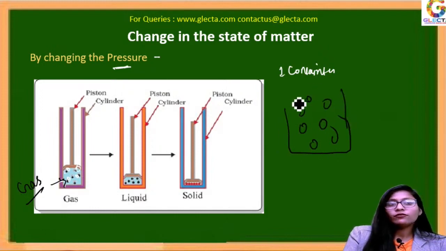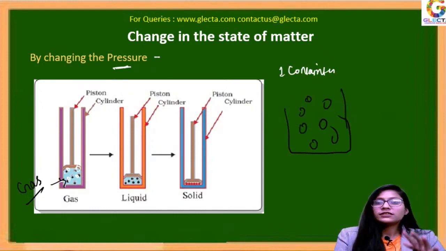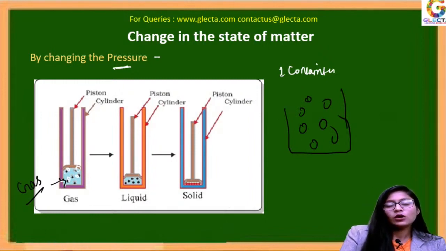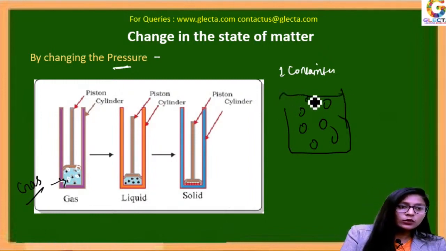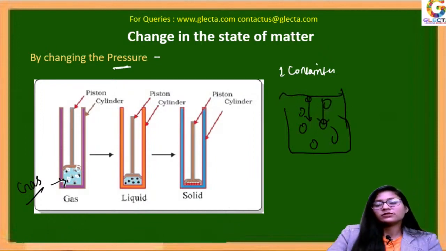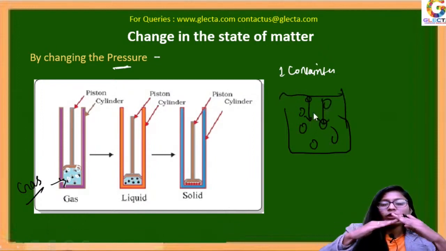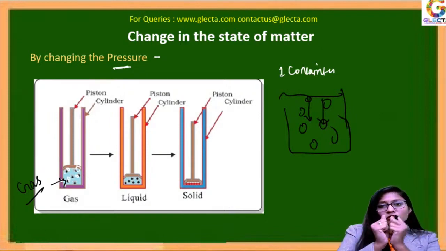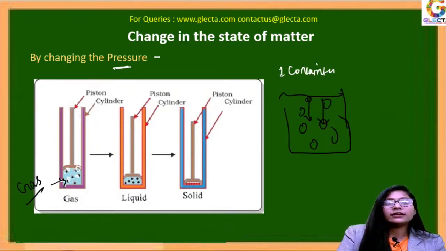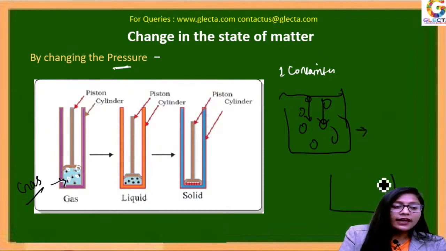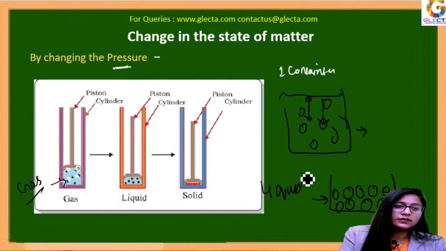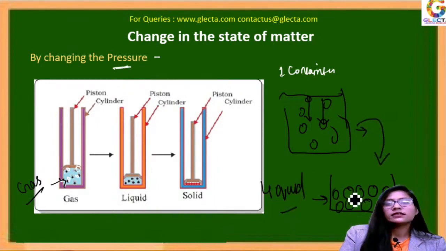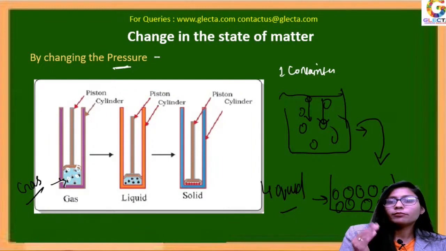So if I use the piston and put some pressure with the help of the piston, what will happen? These particles will be compressed further, and at one point of time these particles will come together and come closer. And when this happens, this arrangement of the particles is the arrangement of the liquid state. So this is how we can change the state of matter using pressure.